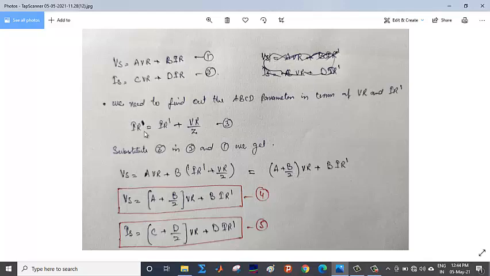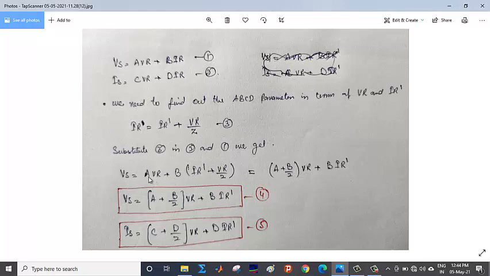Here it is not IR dash, it is only IR. IR will be equal to IR dash plus VR by Z. Put this IR in this, and I will get the modified ABCD parameters in terms of VR and IR dash. So VS is equal to A VR as it is, because VR does not change, this IR will change. B into IR dash plus VR by Z. So separating the terms VR and IR dash.